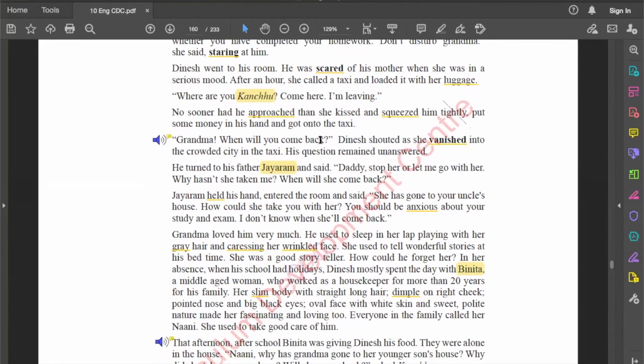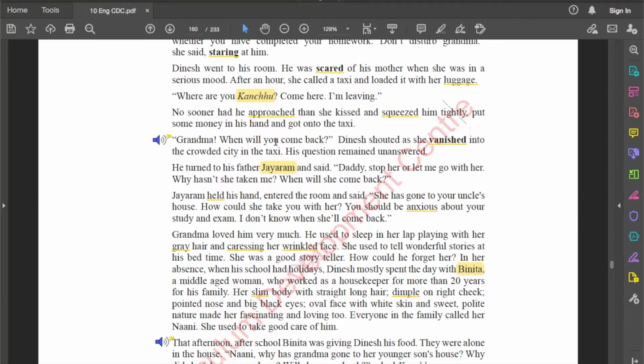Grandma, when will you come back? Dinesh shouted as she vanished into the crowded city in the taxi, his questions remained unanswered. The person who loved him the most, who took care of him the best, was leaving. And definitely it was a very hard time for Dinesh.